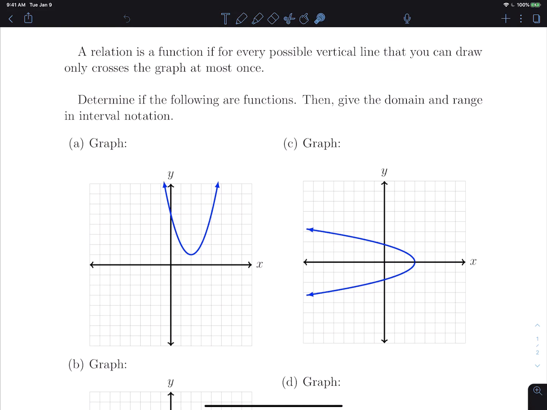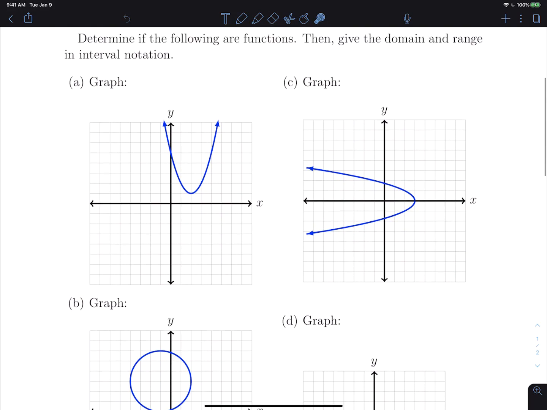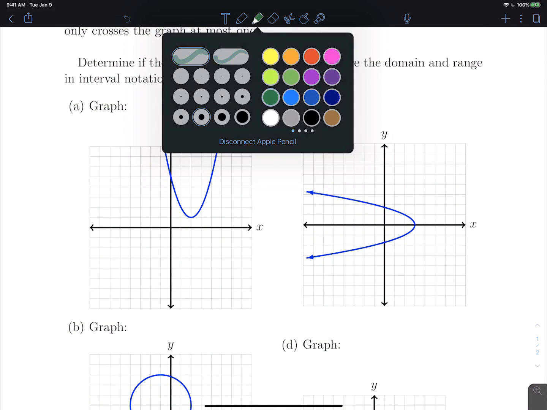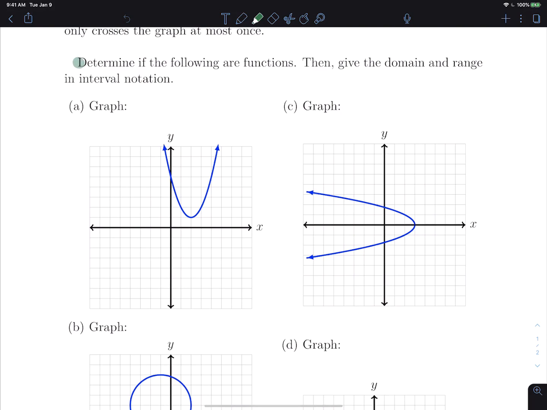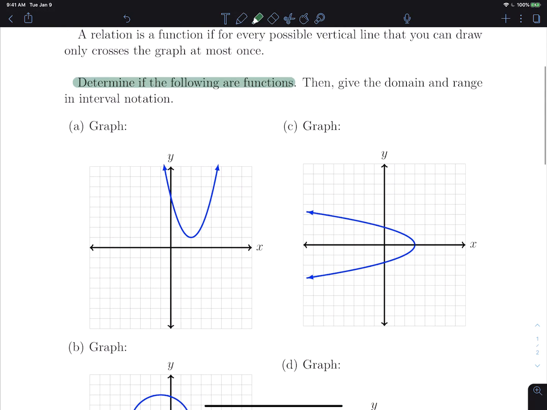We want to determine if the following are functions, and then give the domain and range in interval notation. So I'm just going to show whether yes, they're functions or no, they're not functions to begin with. So this first bit will just be determining if they're functions. We have 4 different graphs here. So for the first one, notice that if I draw a vertical line, none of these vertical lines are going to cross more than once at all. So the answer is yes, this one is a function.